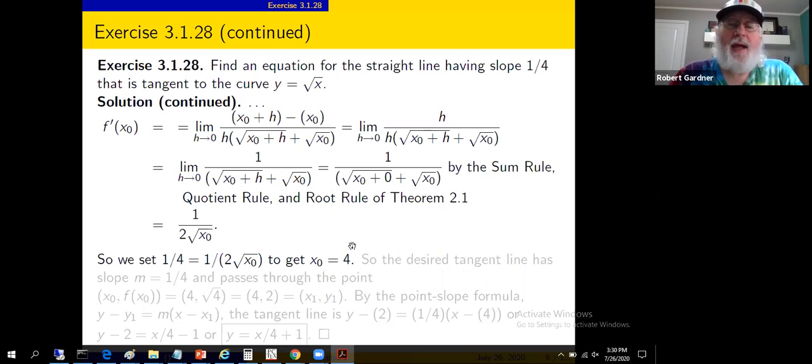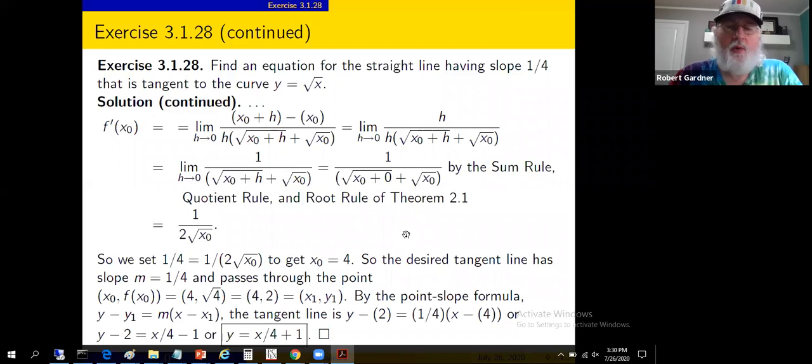So this will happen when x sub 0 equals 4. All right. They want a line. We've got a slope for the line, and we've got an x coordinate for a point on that line. We still need a y coordinate. All right, so the desired line's got slope 1/4, passes through the point x sub 0, f of x sub 0. It'll be tangent to the curve at x sub 0 equals 4.